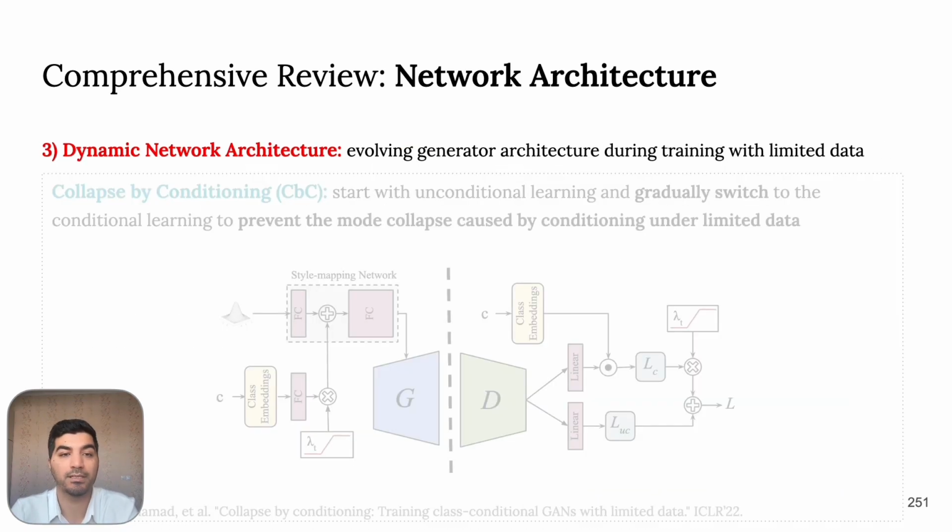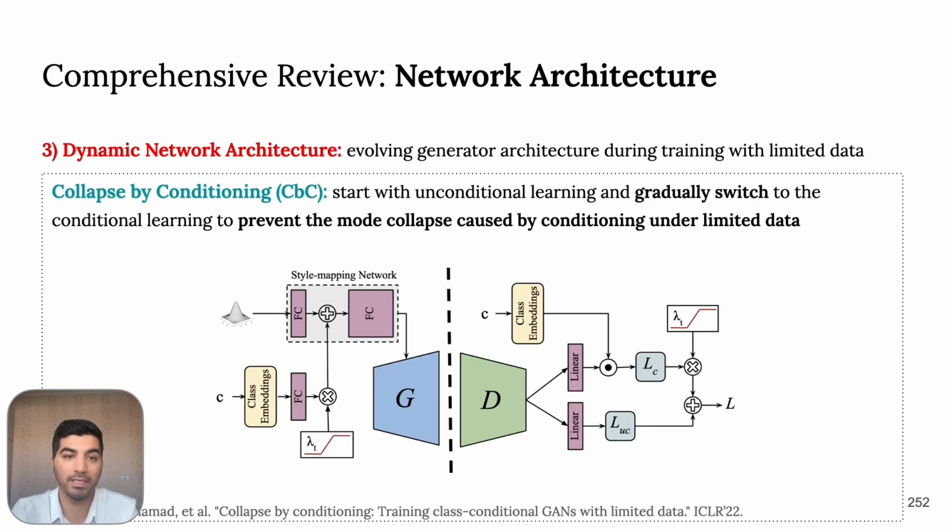Next subcategory is dynamic network architecture. And in this subcategory, the architecture of the network is evolving during training. For example, we have this collapse by conditioning paper from ICLR 2022, and they mentioned that under limited data, unconditional learning has a stable training, but we have issues with conditional learning. And because of that, they start with an unconditional learning and gradually switch to a conditional learning.